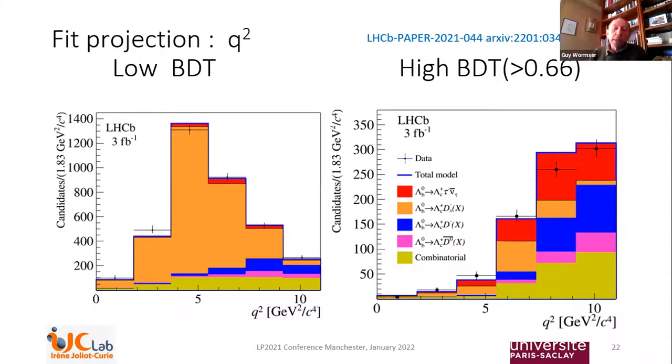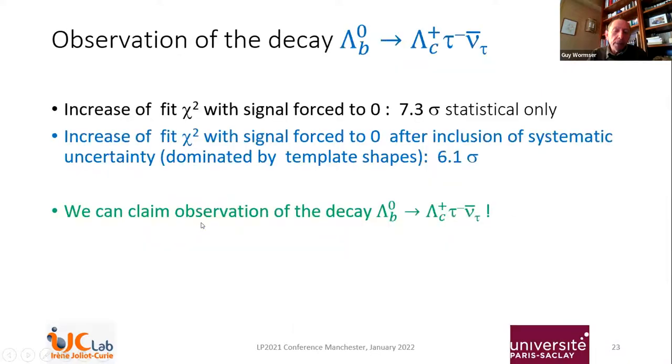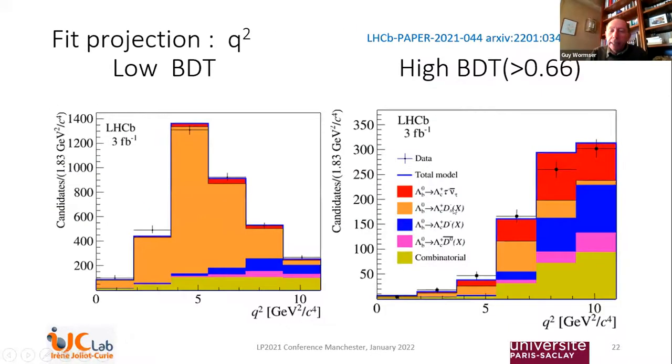If now we look at the Q square projection, here I show a plot in two different BDT regions. At low BDT, where we have basically only background. And at high BDT, you see we have a signal to noise which is quite respectable, rather typical of a B factory, in fact.